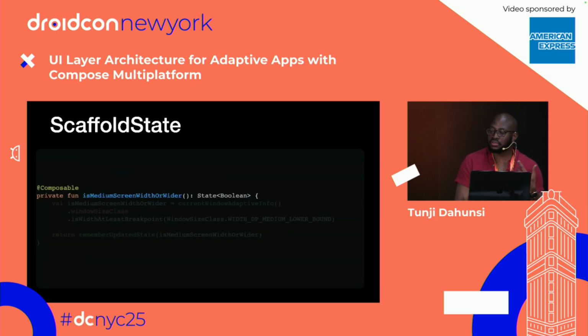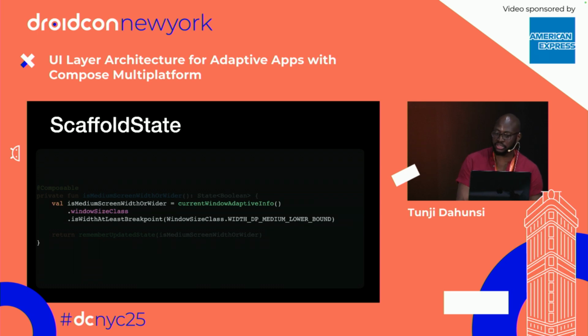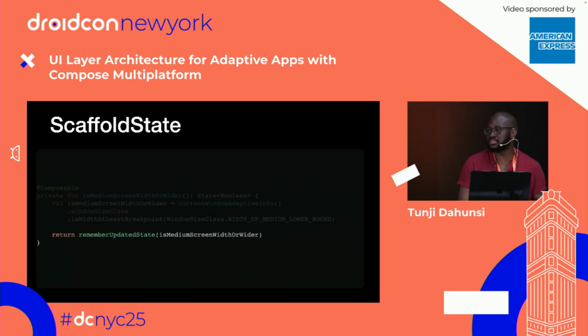The definition of medium width or wider depends on window size classes. Create your window adaptive info, create all of this, and then return an updated state for when your window size class changes. You with me so far? There's going to be a lot more. Again, I promise it pays off.